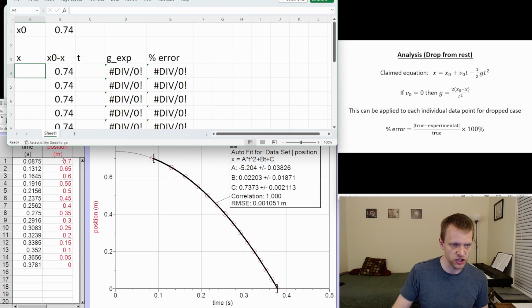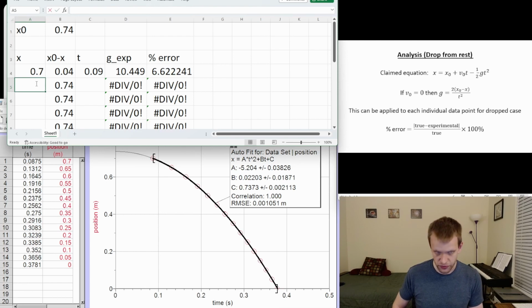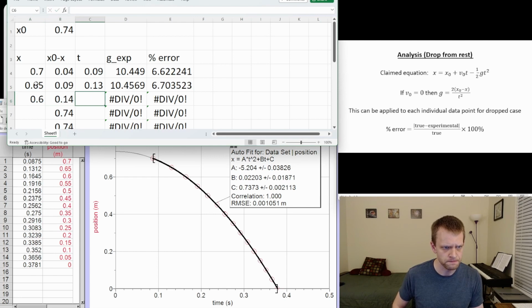Again, this one is going to be our position. This one here is going to be our time. So let's make sure that we don't get those two columns mixed up. So this first position was 0.7 meters and the time was 0.0875. And already we're matching up to within a few percent, 6 or 7% error. But let's see how things go as we change some of these values. So there we're still around 6%.